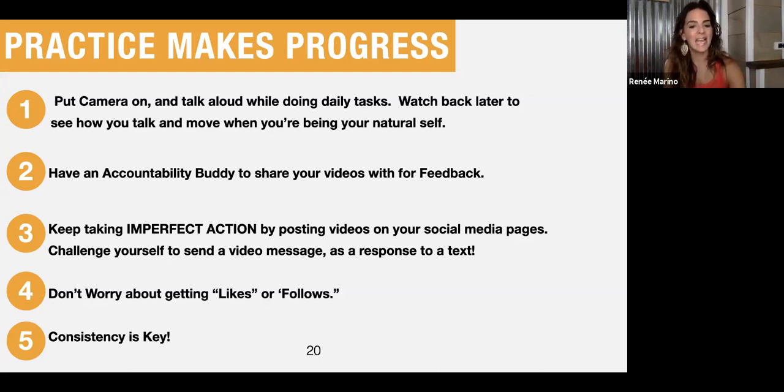Number 3, keep taking imperfect action by posting videos on your social media pages. And I want you to challenge yourself to send a video message as a response to a text. Oh, boom, drop the gold right there. This is so fun, actually. I love doing this. When someone texts you, like a friend or a family member, and they're just like, hey, girl, can we meet up tomorrow, for example? And then you just send a video back. You're like, hey, girl, miss you so much.